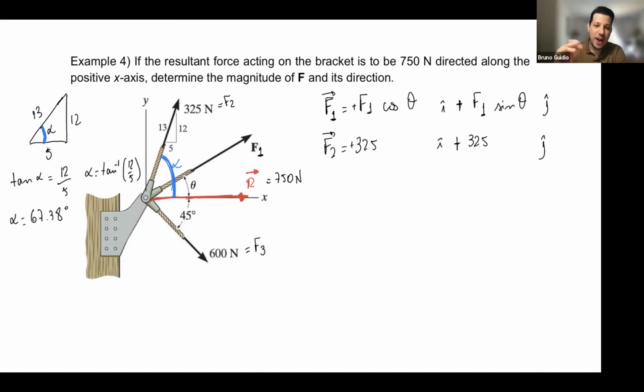I can find the angle like this. And then I'll go here and just write the following: cosine of 67.38, sine of 67.38.